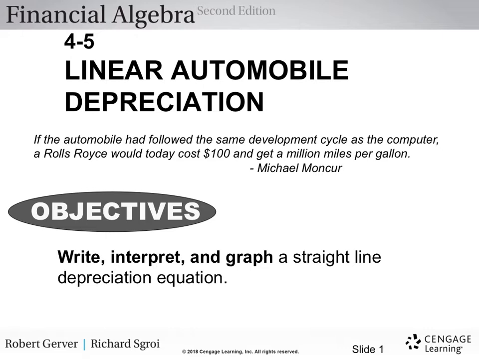And basically what it's saying is that there have been such advances with the computer, in terms of speed and lower price and everything like that, that if the same development cycle had occurred with the Rolls-Royce, its cost today would be minimal and it would get a huge miles per gallon figure. The objectives of this lesson are to write, interpret, and graph a straight line depreciation equation.